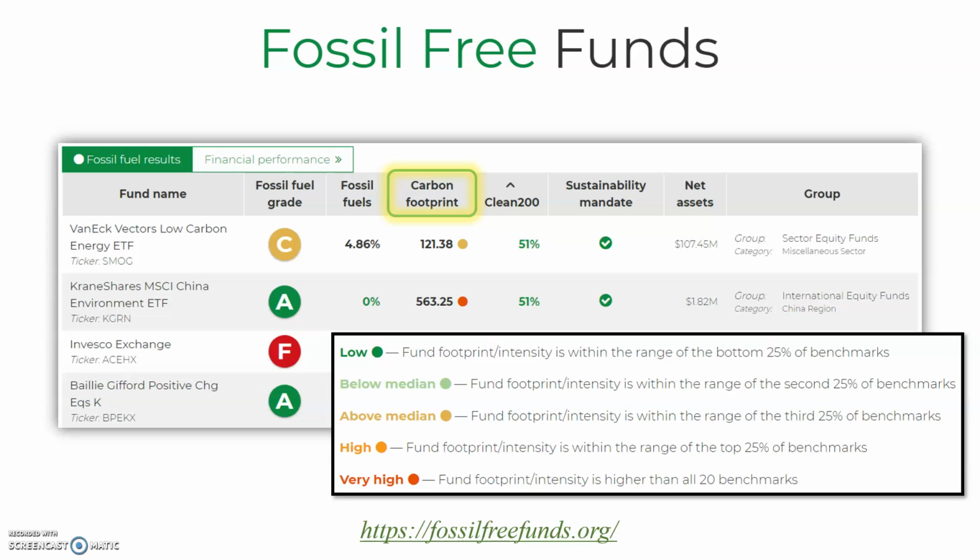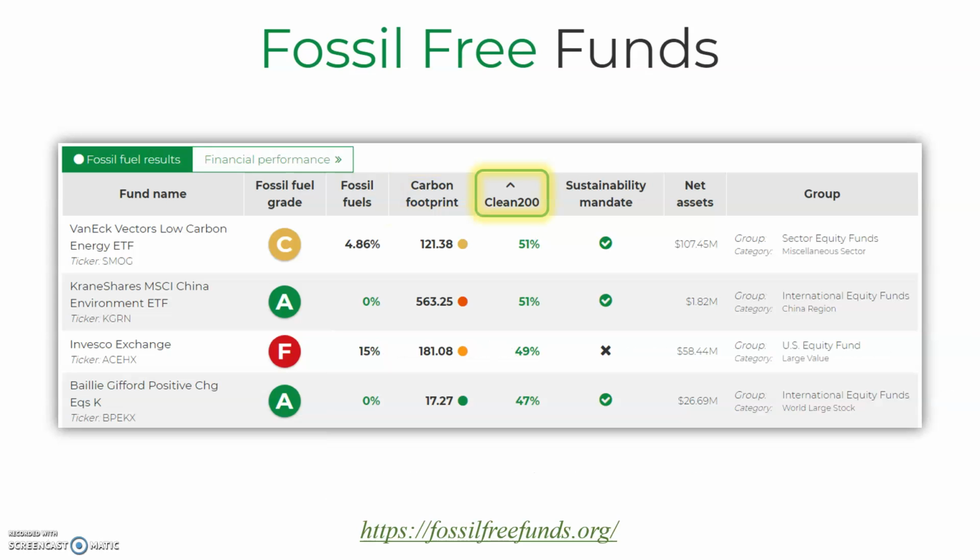For instance, the low value means the fund footprint or carbon intensity is within the range of the bottom 25% of the benchmarked funds. Each fund has its larger grouping or category, and each one of the funds is benchmarked, so this is a comparison to that.